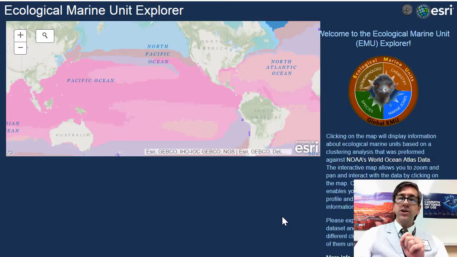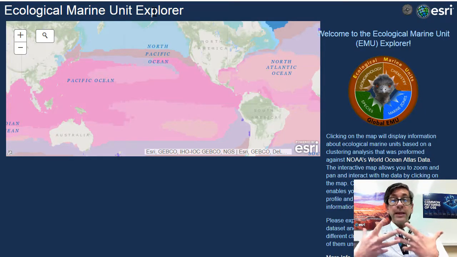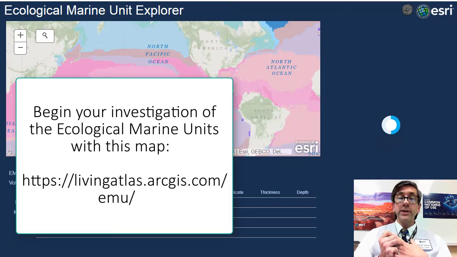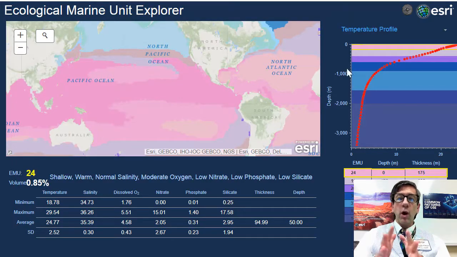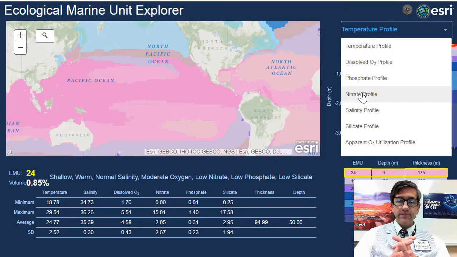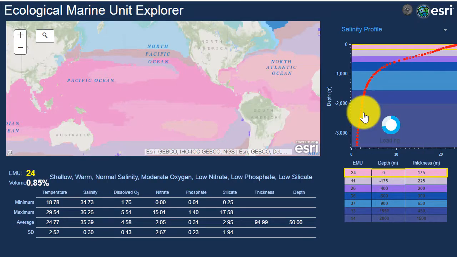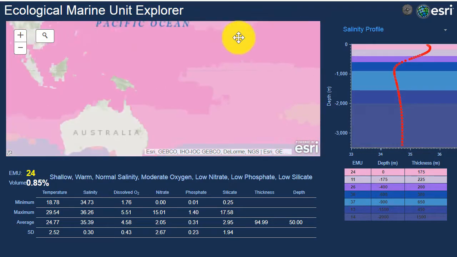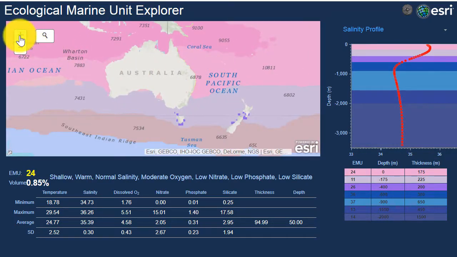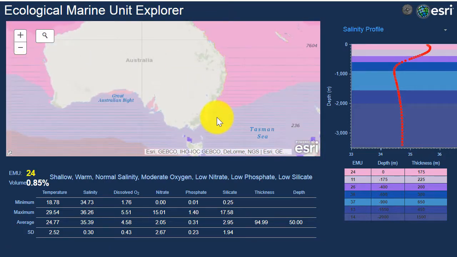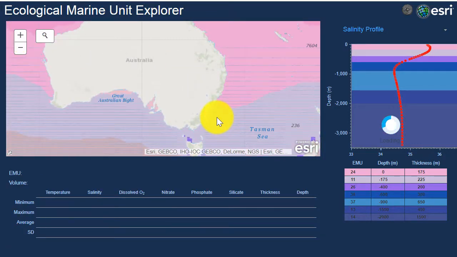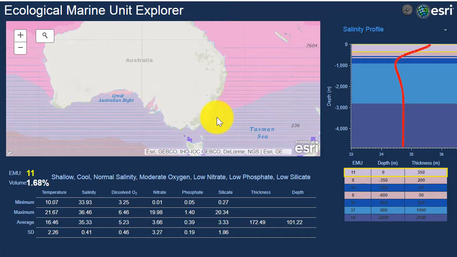Okay, using the Ecological Marine Units as an investigative tool. Begin your investigation of the Ecological Marine Units, one of my favorite data sets ever, with this Explorer map. Click anywhere on the map and you will observe a graph to the right of the map with ocean water variables displayed in graph form by depth. Clicking on the temperature profile title of the graph yields the other graphs, nitrate, salinity, and others, available for that location. Isn't this amazing, folks? Absolutely stunning. Pan to Australia and click a point off the shore of New South Wales or Victoria. The map should look similar to this.